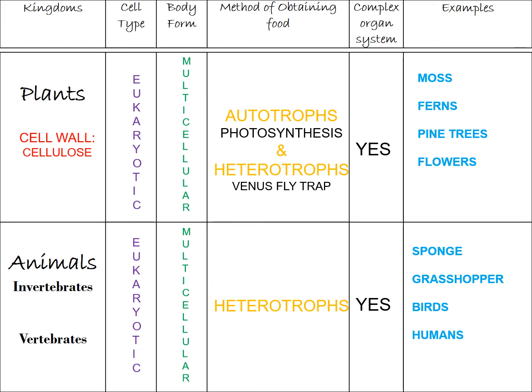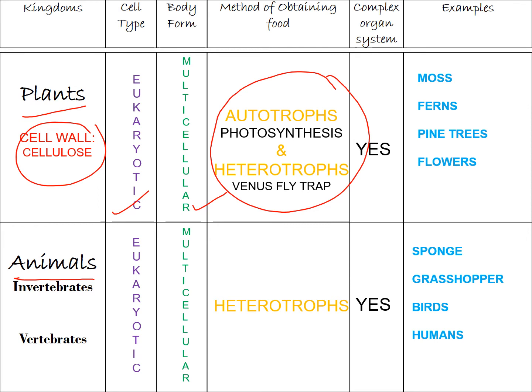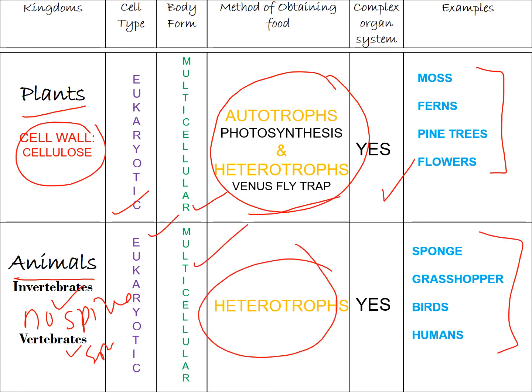Now that you have unpaused your video, we have the plant kingdom and the animal kingdom. Of course, plants have a cell wall of cellulose. Fungi has a cell wall of chitin. So here, the eukaryotic, we know they're multicellular. No more unicellular here. Now, plants obviously can be heterotroph or autotroph, because like a Venus flytrap obviously eats insects for food. Complex organ system, yes. Here's some examples. Animals, we have invertebrates and vertebrates. Invertebrates means, for instance, they don't have a spine, basically, no backbone. Vertebrates do. That's us. These are eukaryotes, multicellular. We're only heterotrophs, and of course, we are an example.